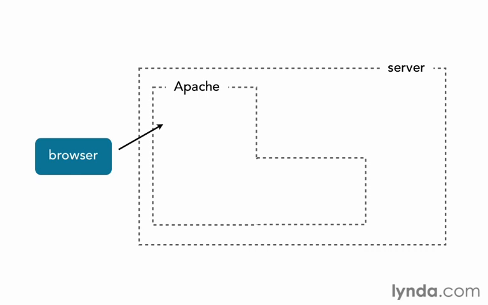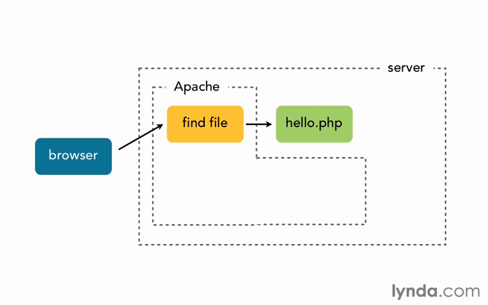And on that web server, software needs to be there to intercept that request. And we have an HTTP daemon called Apache that's there. And Apache sees the request and says, oh, okay, I'm going to see if I have a file that will help me to respond to that request. It then goes to the file system and looks for a file. Let's call that file hello.php.